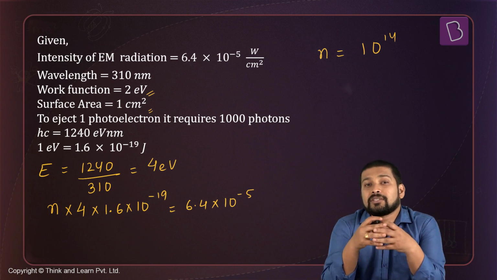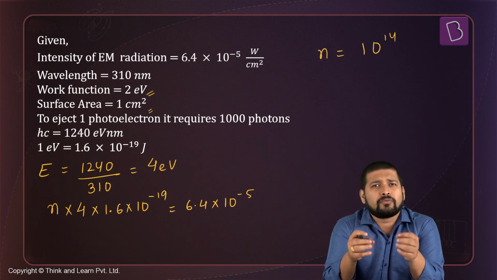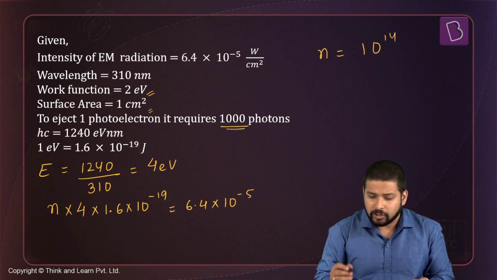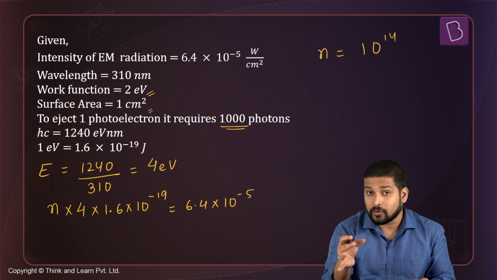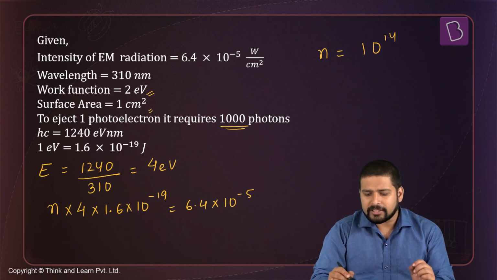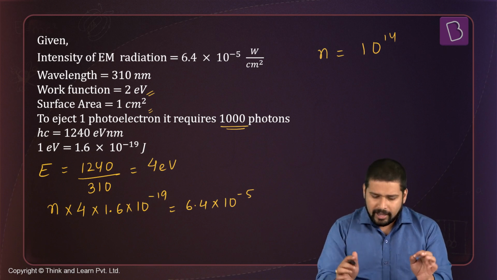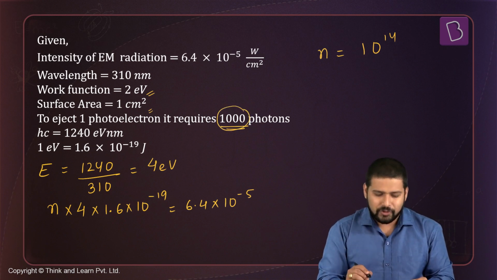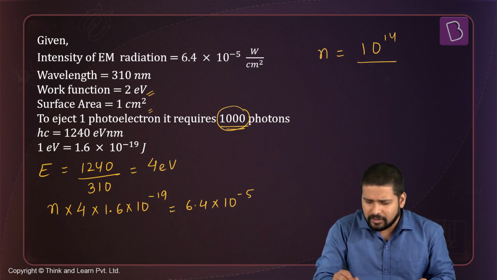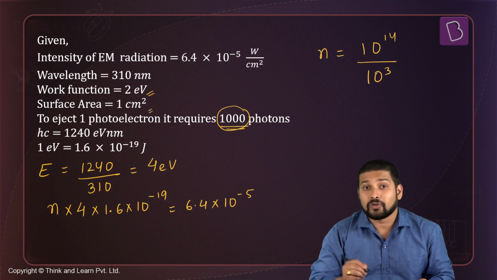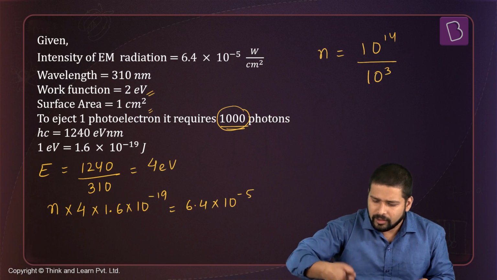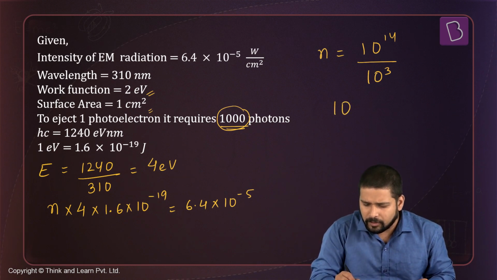So this is the total number of photons, not the photoelectrons. So you must notice that we have got the total number of photons as 10 to the power of 14, right? And for every 1000 photons, you get one photoelectron. So how many electrons will be there? So I need to divide this by 10 to the power of 3. The value comes out to be equal to 10 to the power of 11.